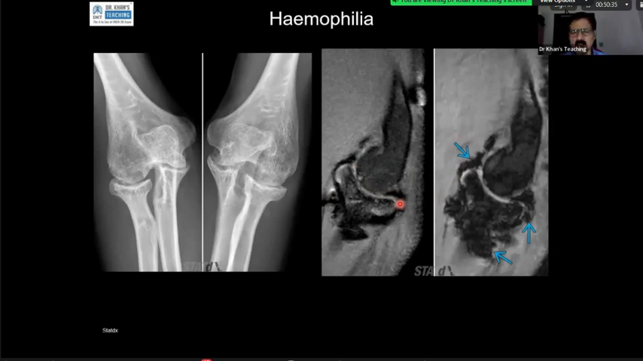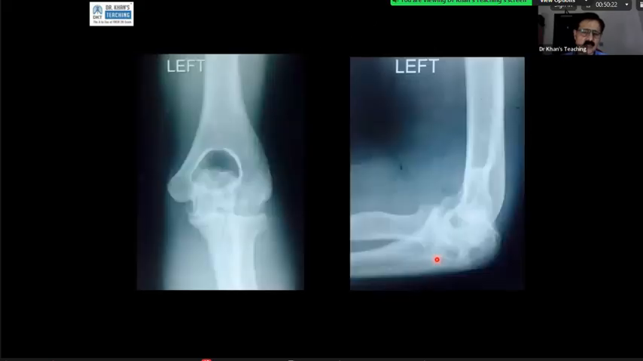I think the terminology is now changed, but most of the people still use this. You should ask for a gradient echo sequence to pick up hemosiderin, which will cause blooming artifact. And so that is the MR world.